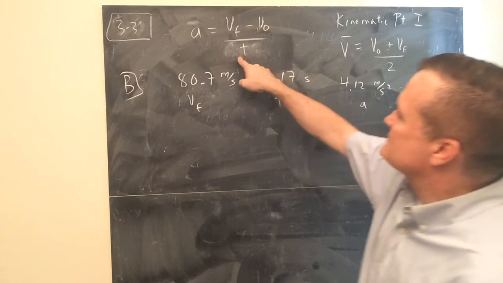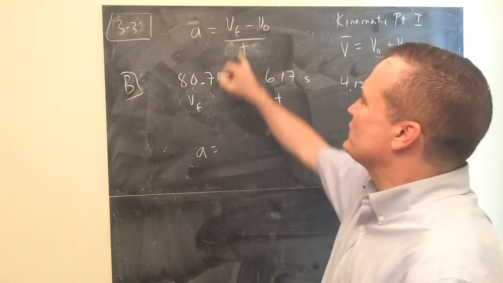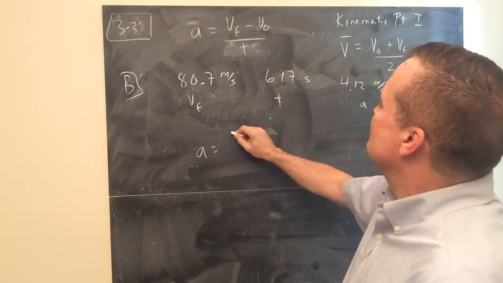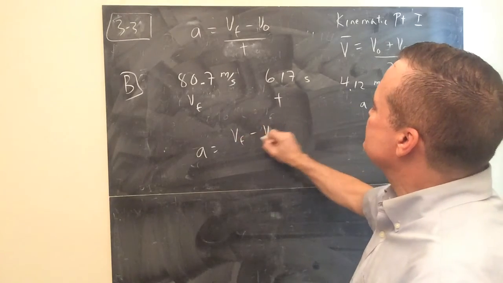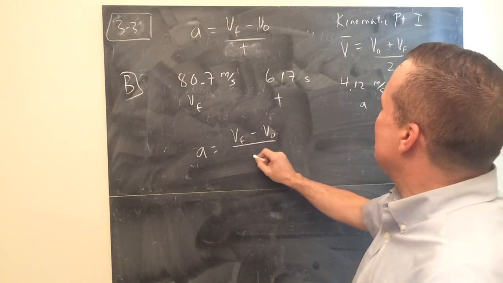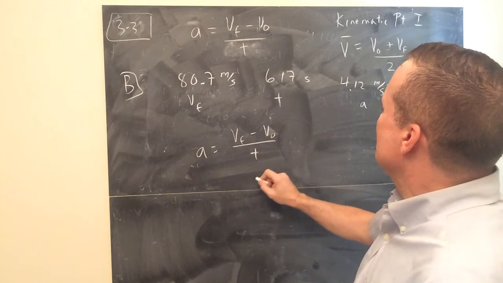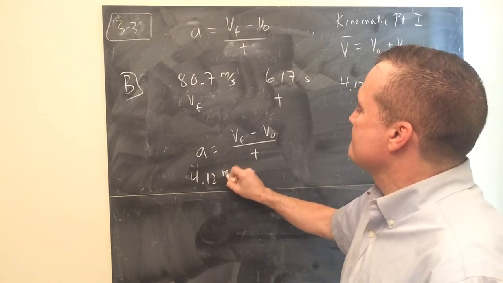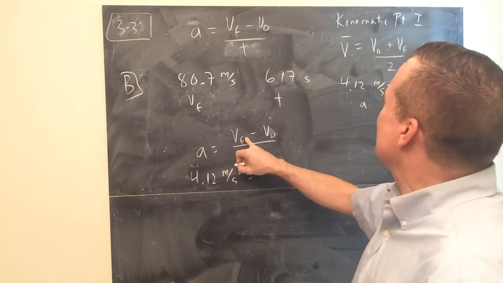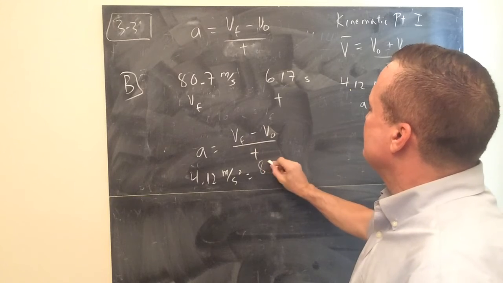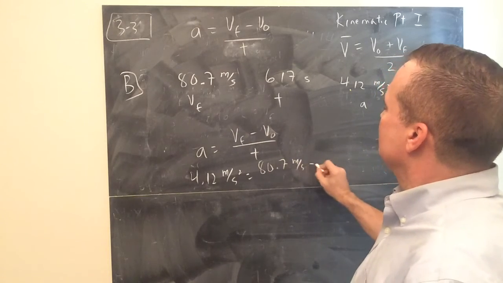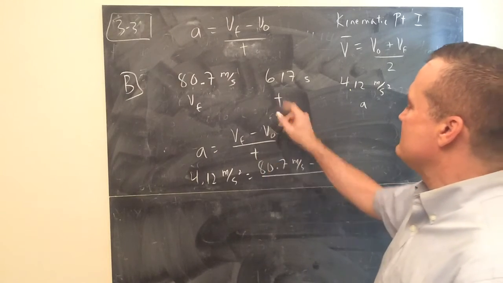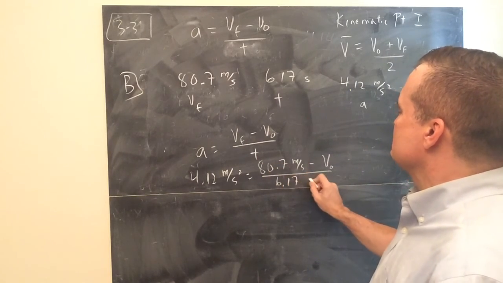So again, we go to this equation. This is always the first one you should go to in any set of equations, to see if it's possible. So, V final minus V initial divided by the time. So, 4.12 meters per second squared equals your final velocity, 80.7, minus your initial, which we don't know, I'm just going to put V0, over the time, 6.17 seconds.